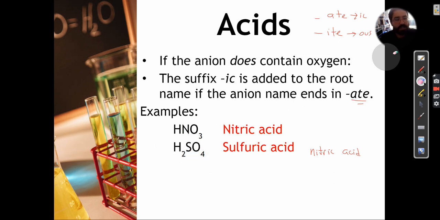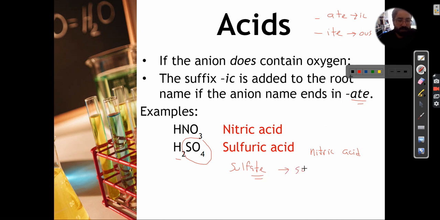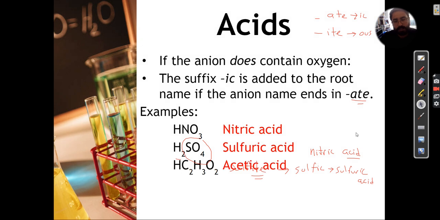Let's do the same thing with H2SO4. We know H, it's an acid. So then we look, there's an oxygen. It's an oxyacid. Well, SO4 is called sulfate. Then we got to change the ATE to ick. So it becomes sulfic. But Mr. Sanchez said something about sulfur. It keeps the UR, so it's sulfuric. And since it's an acid, we got to say it's an acid. So sulfuric acid.